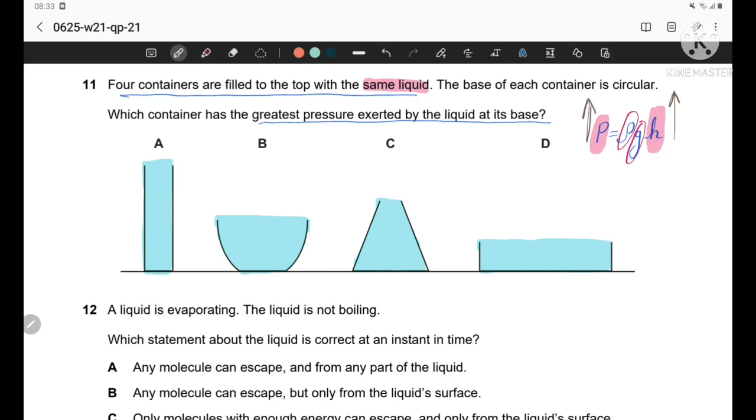So which container has more height or depth? It is very clear that container A has the greatest height h. So the pressure at the bottom of container A will be greater. Hence the correct answer is option A.